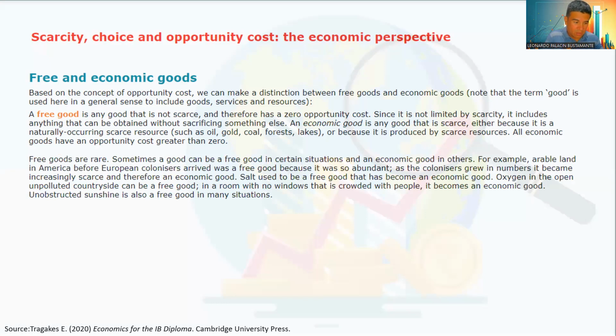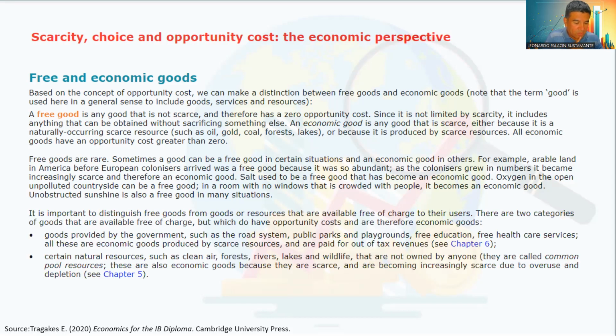Free goods are rare. Sometimes a good can be a free good in certain situations, and an economic good in others. Arable land in America before European colonizers arrived was a free good. Salt used to be a free good that has become an economic good nowadays. Oxygen in the open, unpolluted countryside can be a free good.